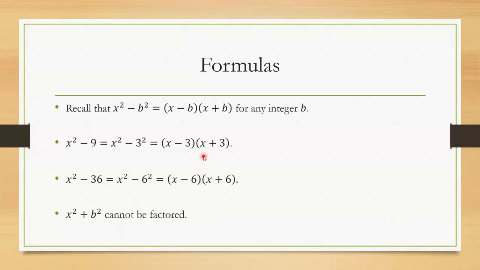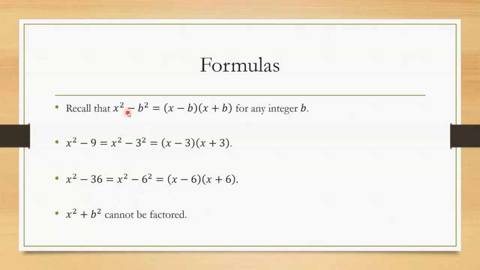Okay, that's great. What about x squared minus 36? Well, that works because 36 is a perfect square. 36 is 6 squared, right? So we have x squared minus 6 squared, which is x minus 6 times x plus 6.